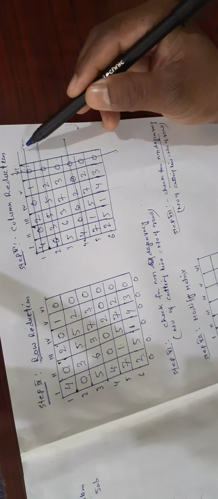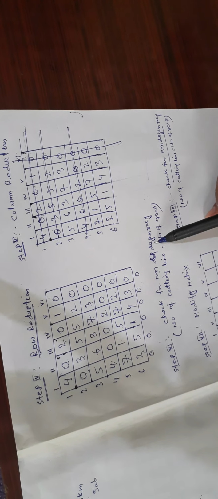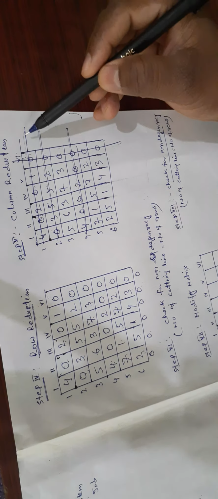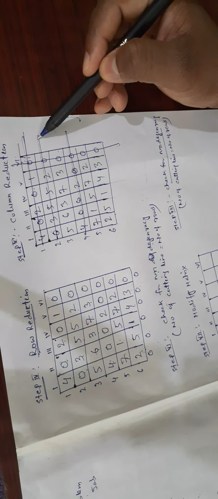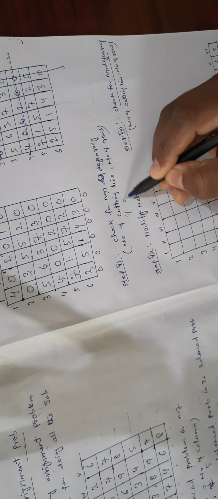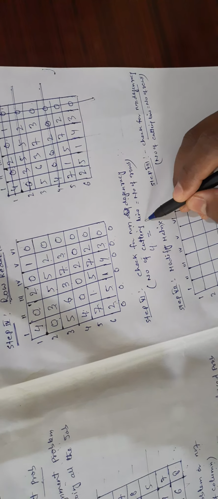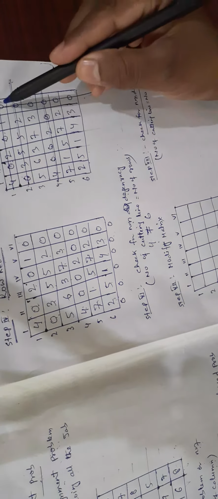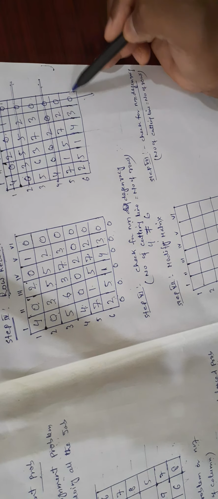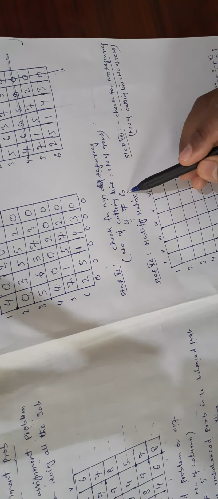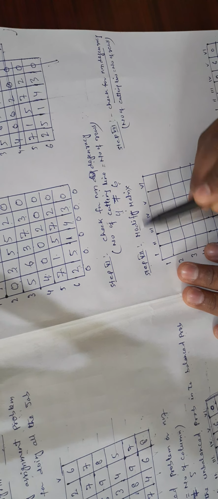Now next, check for non-degeneracy. The number of cutting lines is 1, 2, 3 and 4. So the number of cutting lines is 4, and the number of rows is 6. So both are not equal. The number of cutting lines is 4, but the number of rows is 1, 2, 3, 4, 5, 6. So both are not equal. Then go for the next step, modify the matrix.